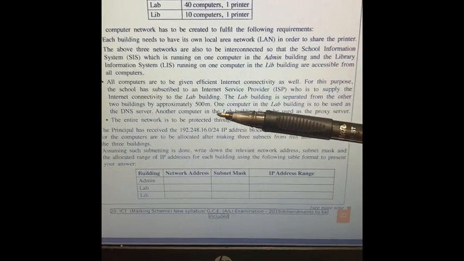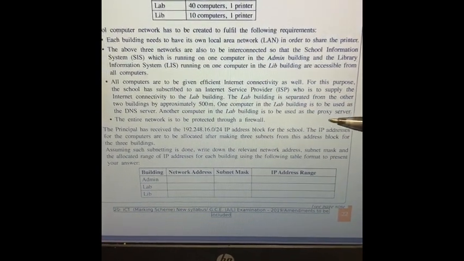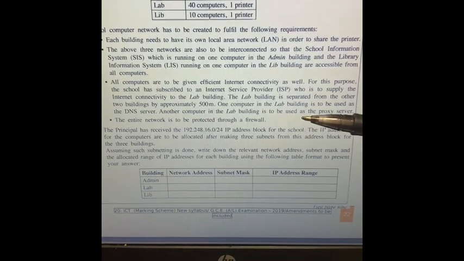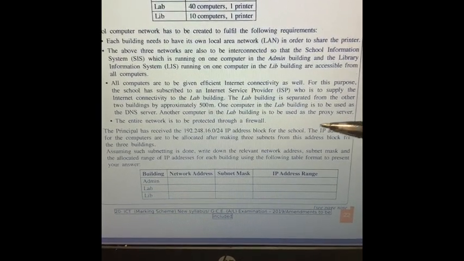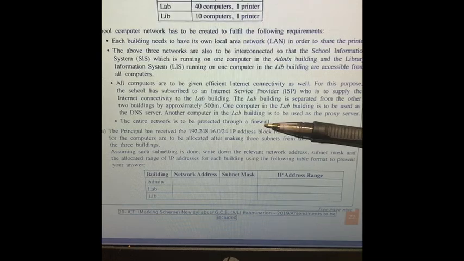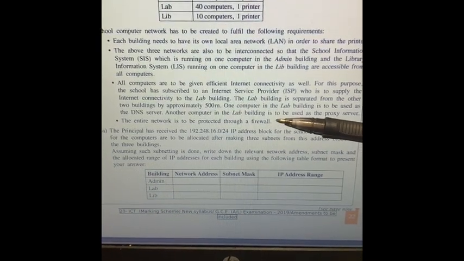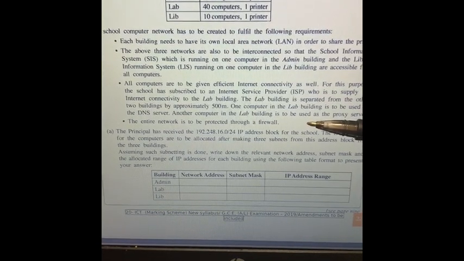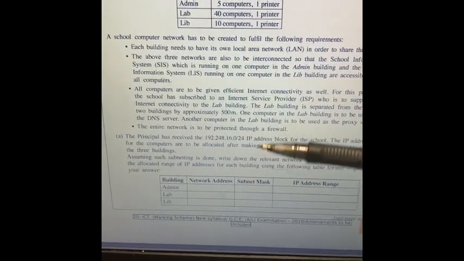Okay, so one computer in the lab building is to be used as a DNS server. The other computer in the lab building is to be used as a proxy server. The entire network is to be protected by a firewall. So those are the requirements. There are 4 requirements. So let's move on to the question.